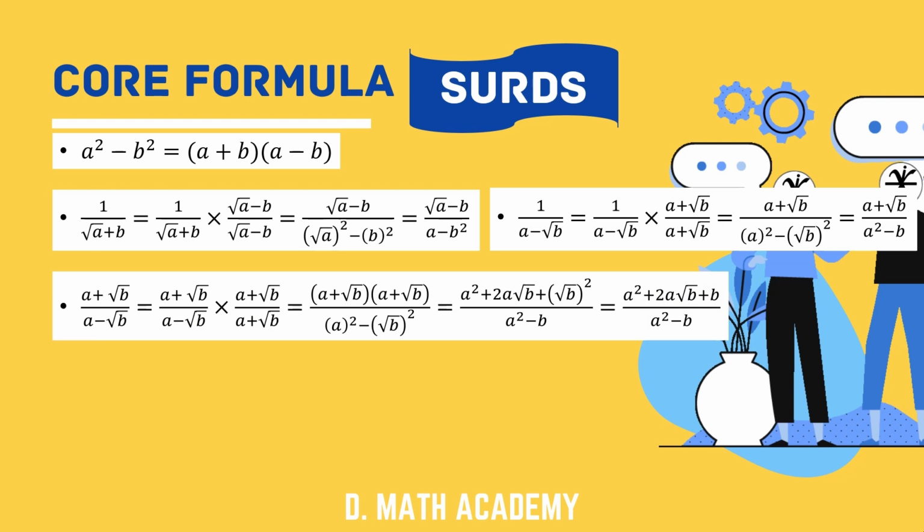Another part that students struggle with here is, remember to always take the a, multiply with a, followed by a multiplied with square root b, then move on to the positive square root b multiplied with a, and square root b multiplied with square root b. So I listed down all the details over there. Your final result should be a squared plus 2a square root b plus b over a squared minus b. So these are the details. Okay, you can copy it down.